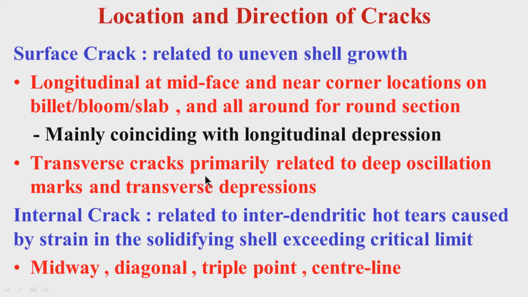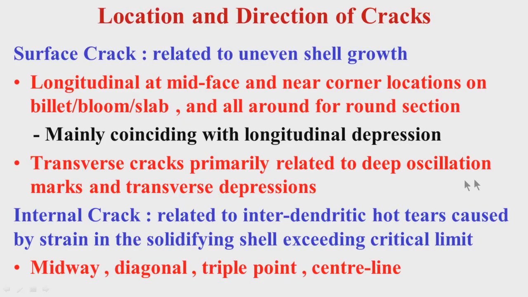Now there can be transverse cracks also. I was talking of longitudinal surface cracks; then there can be transverse cracks primarily related to either deep oscillation marks or transverse depressions. Normal oscillation marks, which are shallow, do not constitute any defect. They are just a normal manifestation of oscillation on the surface. But if the oscillation marks are deep, then it is a matter of concern, and you have to be careful about avoiding them.